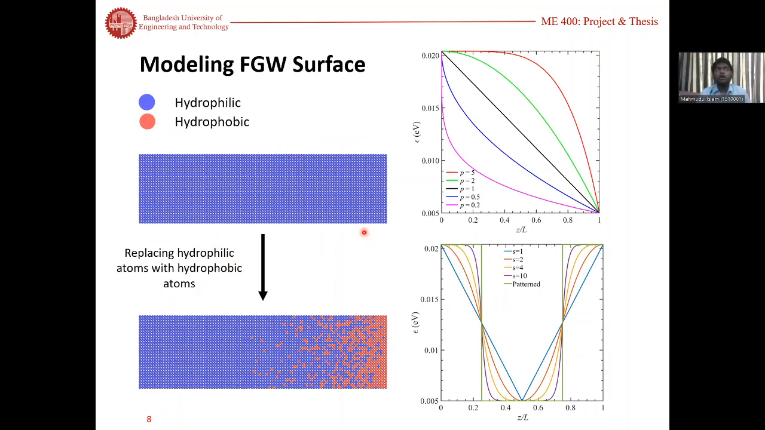And in order to conduct our simulation, we first have to model this surface. In order to model our surface, we first create a hydrophilic surface. And then we replace the hydrophilic atoms with hydrophobic atoms according to the gradient function as we discussed previously. As we can see, the value of epsilon and wettability gradually changes along the z-axis with different values of p.